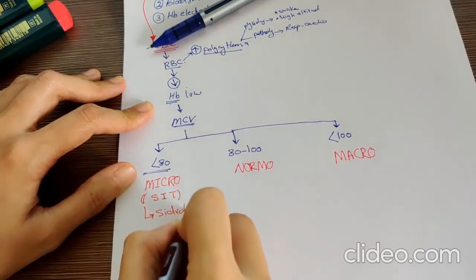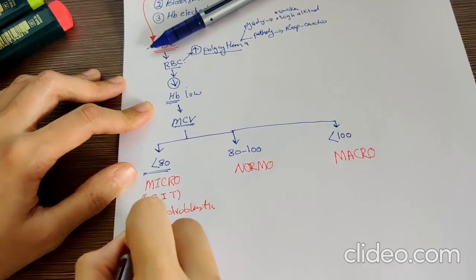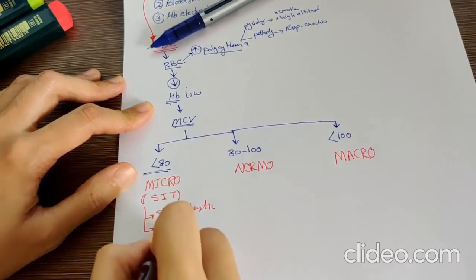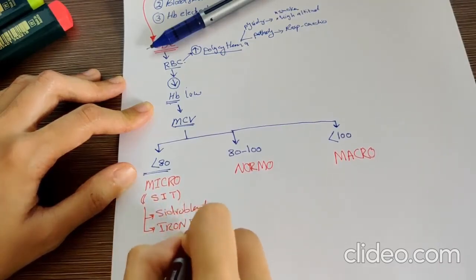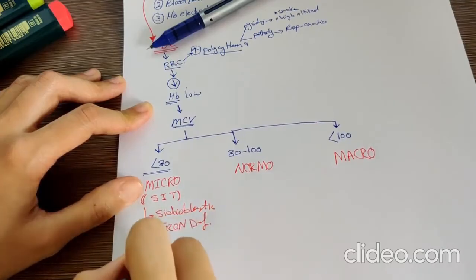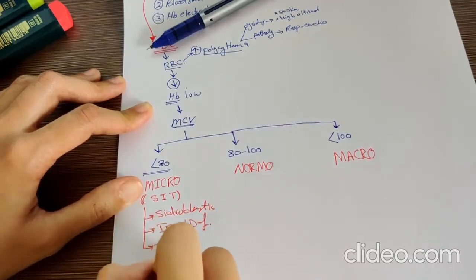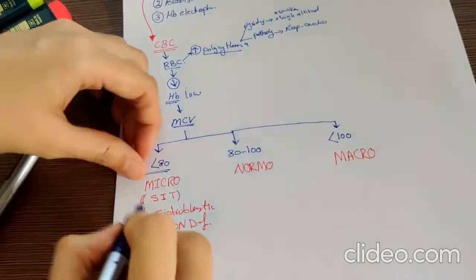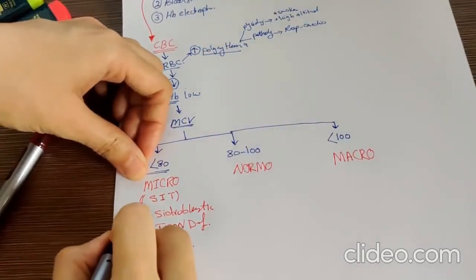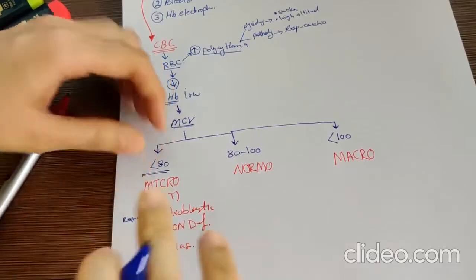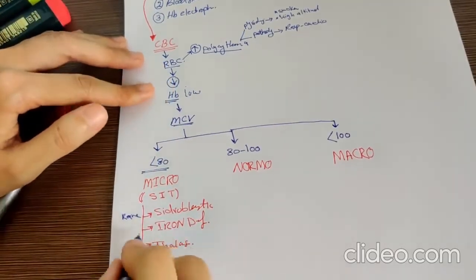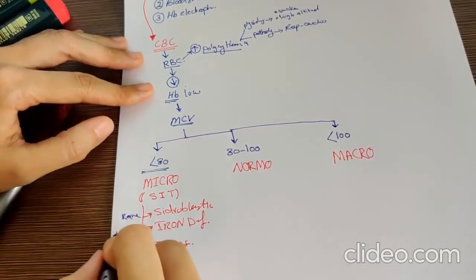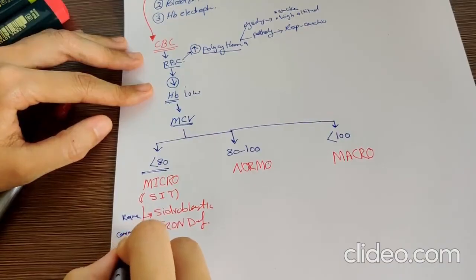Sideroblastic anemia and iron deficiency anemia. After that I have thalassemia. You need to put in your mind that sideroblastic is very rare. Okay, I will not talk about it now. Iron deficiency anemia is very common.